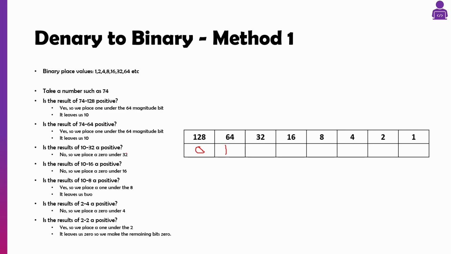We've now got 10 take away 32. Well, that would be a negative number. Same with 16. But we could subtract 8, so we can put a 1 in there, which means 2 is going to be left over. 2 take away 4 would be negative. However, 2 take away 2 would be 0, which counts as positive. So that can be a 1. And then the final number would be a 0. So 74 in binary would be 0, 1, 0, 0, 1, 0, 1, 0, because 2 plus 8 equals 10, and 10 plus 64 equals 74.